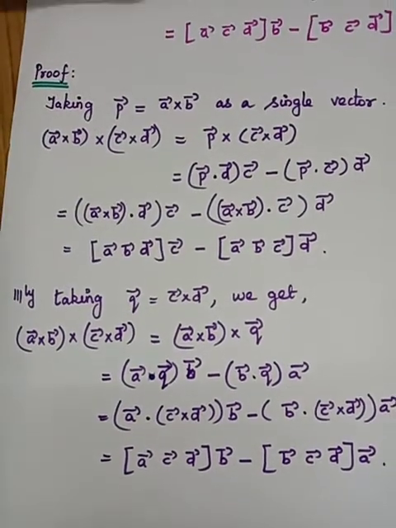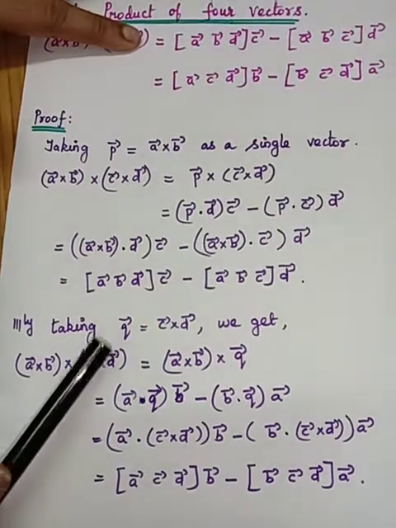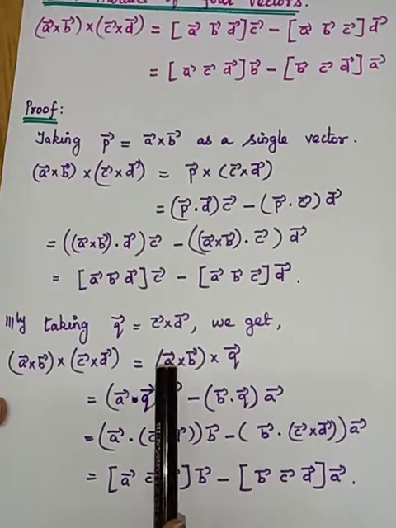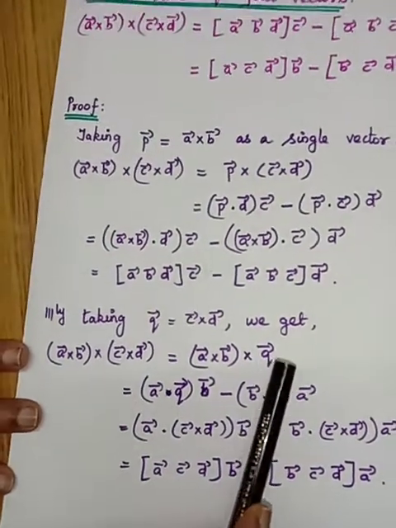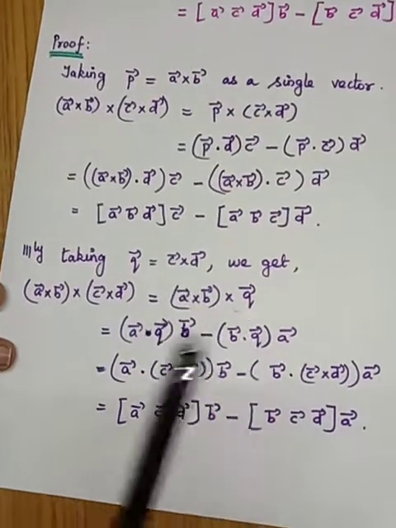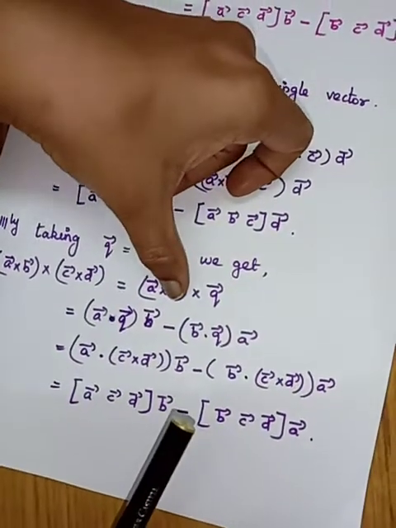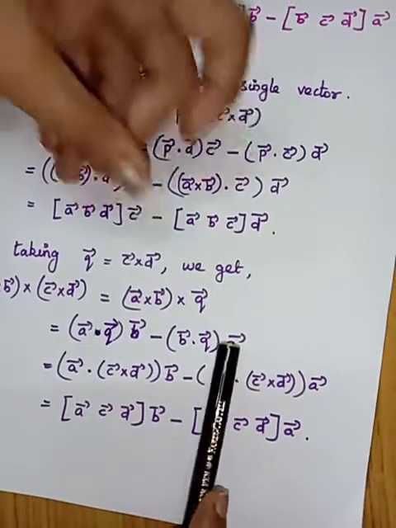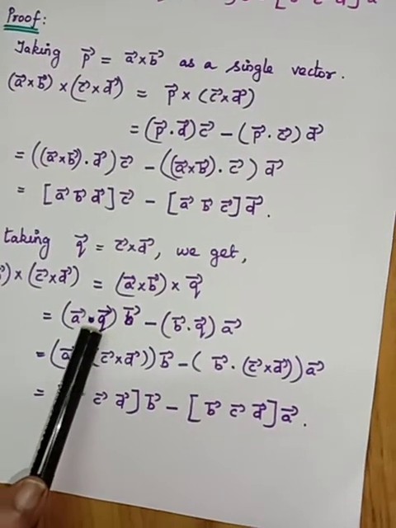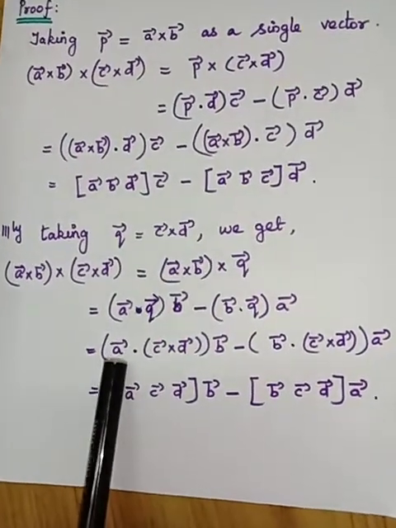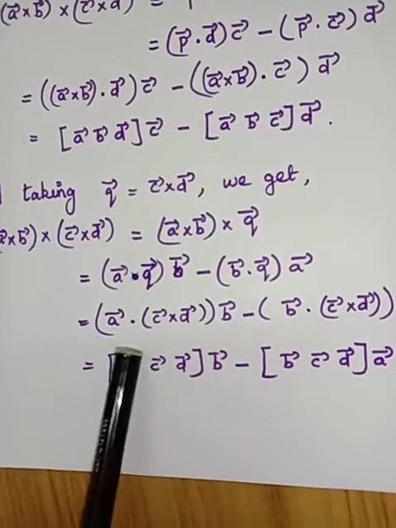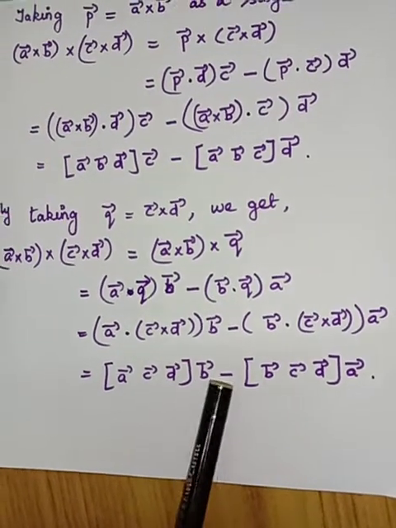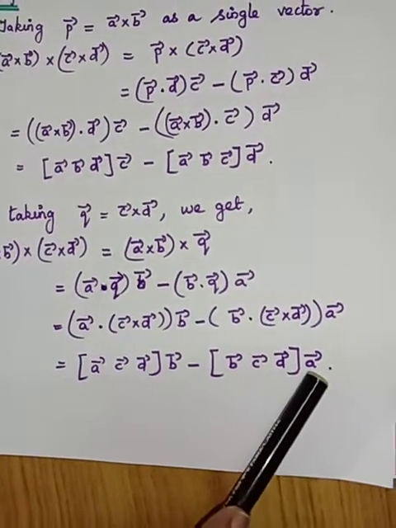Now you are taking C vector cross D vector as Q vector, the second vector as a Q vector. So this term can be written as A cross B vector cross Q vector. Again use the definition of vector triple product. So this is a middle vector and this is a non-middle vector. Lambda into middle vector minus mu into non-middle vector. Now you have to substitute Q vector as C vector cross D vector. This is also a scalar triple product. So it can be written as the box product of A vector, C vector, D vector into B vector minus B vector, C vector, D vector into A vector.